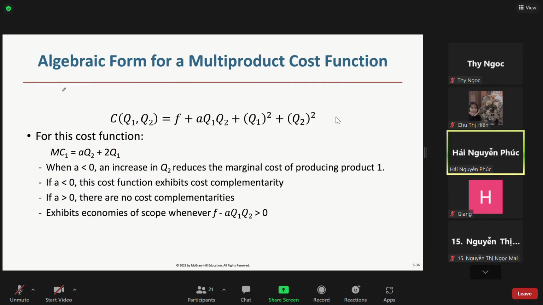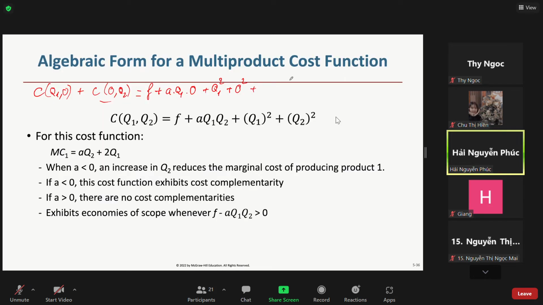Suppose we produce separately, C(Q1, 0) plus C(0, Q2). It would be equal to the following: F plus A Q1 times 0 plus Q1 squared, plus F plus A times 0 times Q2 plus 0 squared plus Q2 squared.